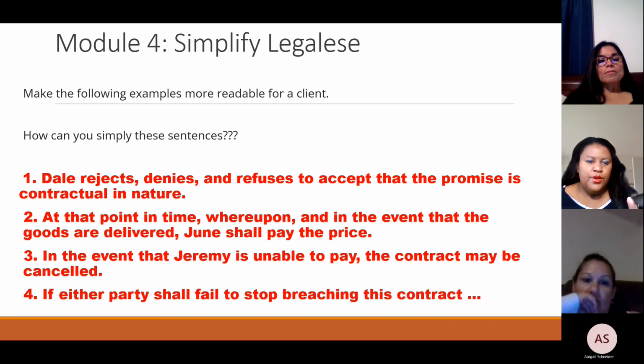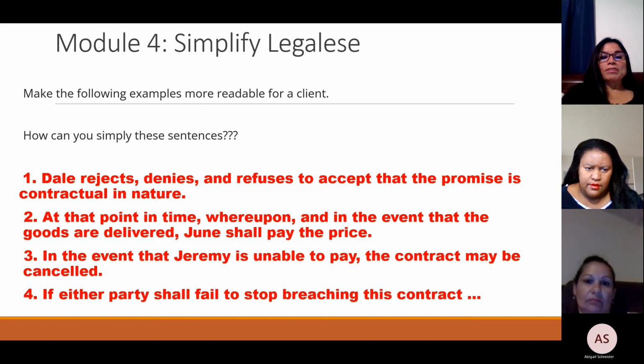All right. So fail to stop. Those are double negatives. Double negatives cancel each other out. So just read the sentence without that fail to stop phrase in it, please. Without fail to stop. If either party shall breach this contract. Perfect. Your supervising attorney will love you if you submit something like that.